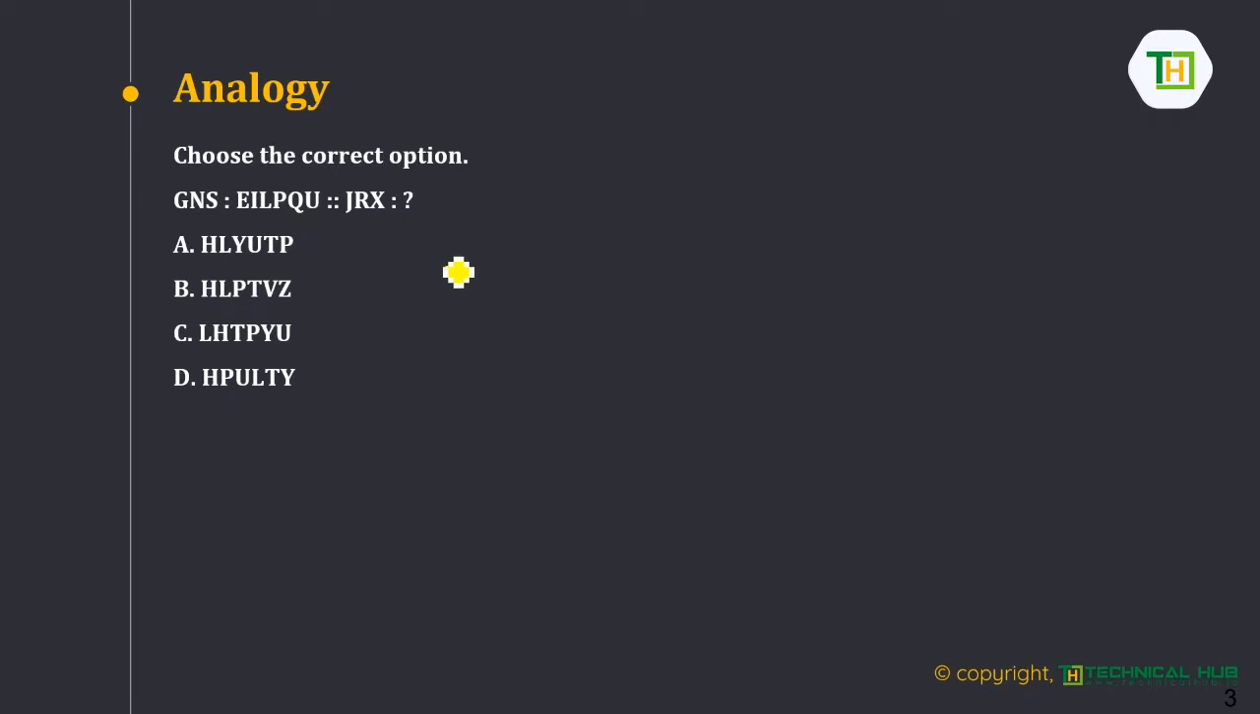Given the first two, GNS is coded as E, I, L, P, Q, U. First of all, write down with respect to numbers. G is 7, N is 14, S is 19. And E is 5, I is 9, L is 12, P is 16, Q is 17, and U is 21.